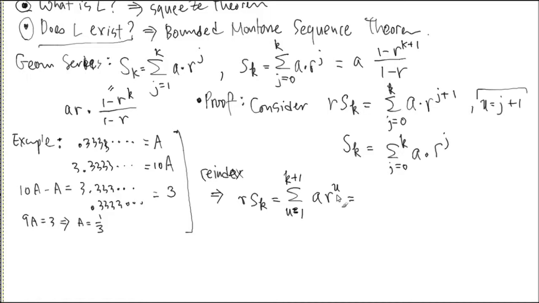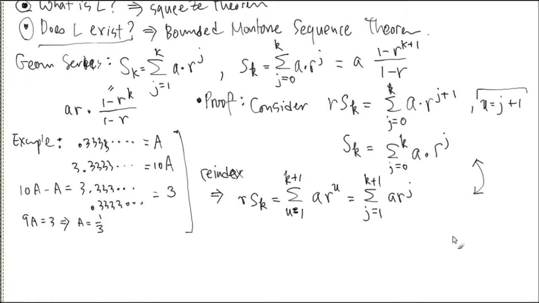Remember, if it is u or j, it is the sum of the same thing. So starting from j going from 1 to k plus 1, you don't shift it back or anything. You just rewrite it with a different name of a variable. Does that make sense?